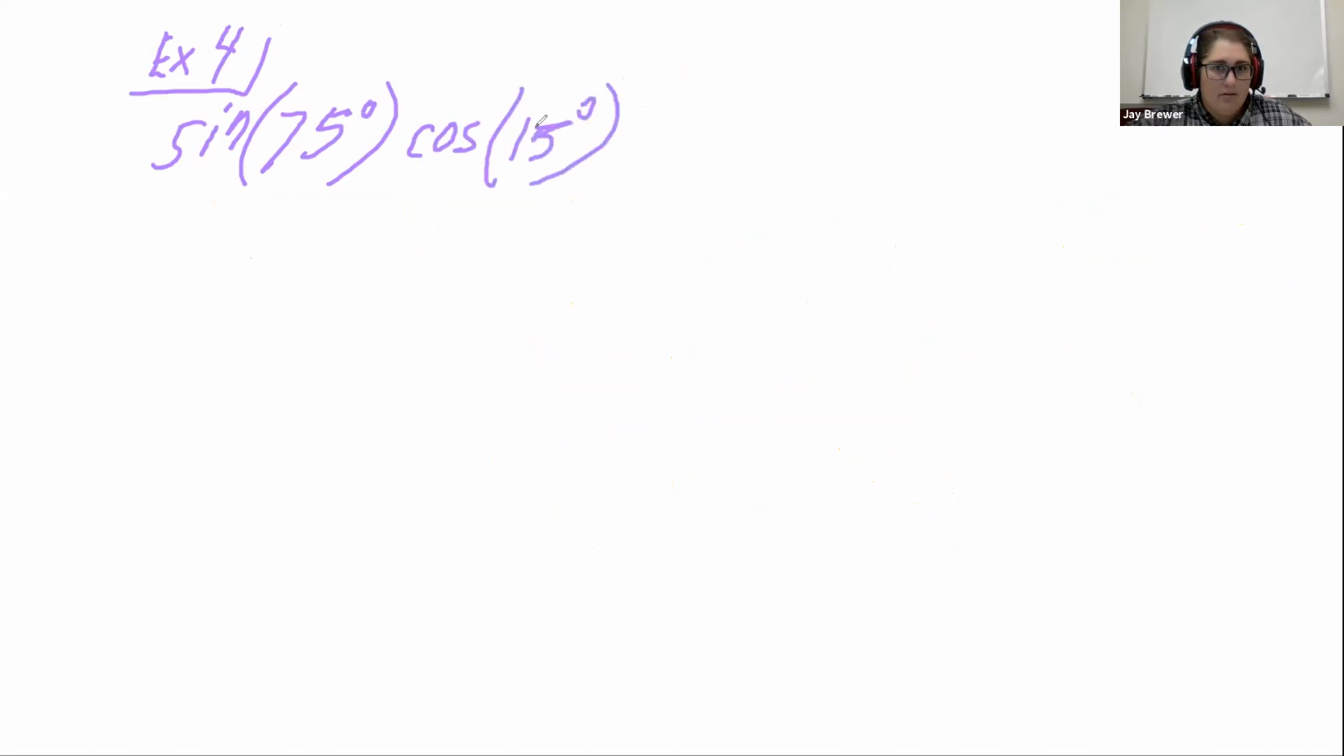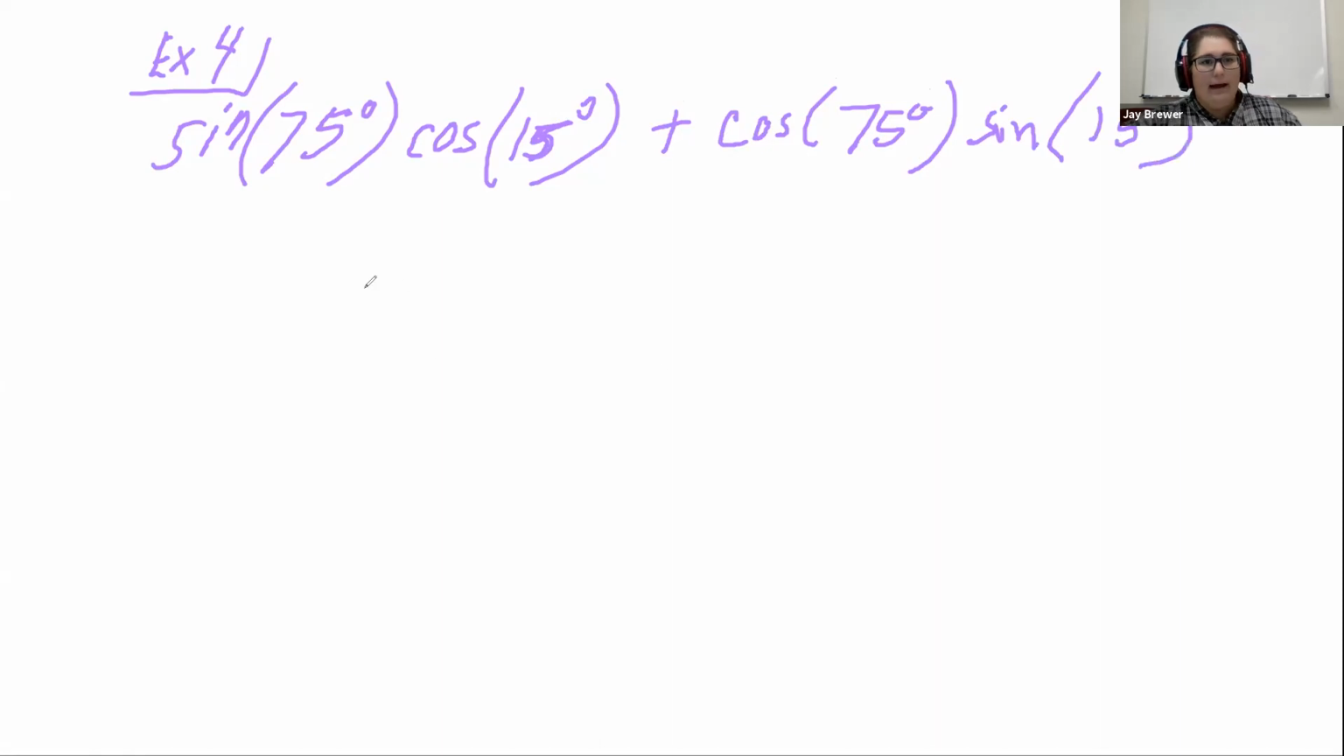That's a 15, not a 3. Plus cosine 75 degrees, sine 15 degrees. So right now, with the way you guys are used to doing things, can we easily identify what the sine of 75, cosine of 15, cosine of 75, and sine of 15 are? Do we know that in any chart or off of our heads?